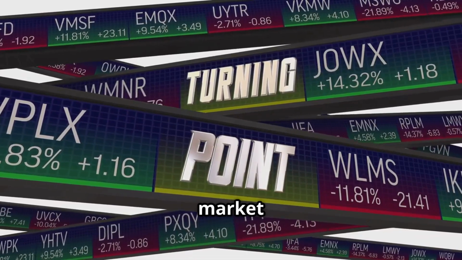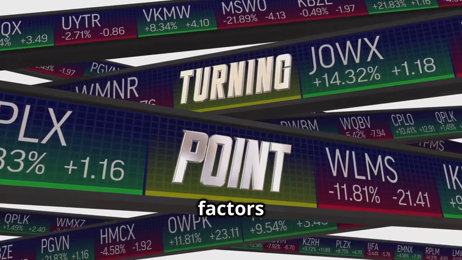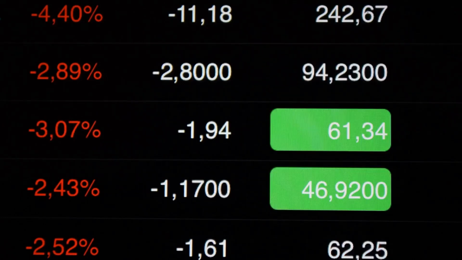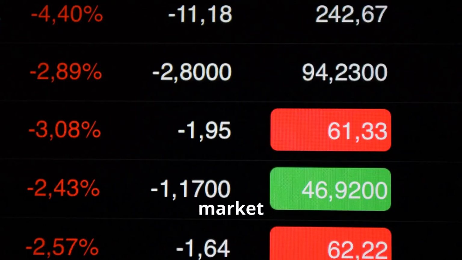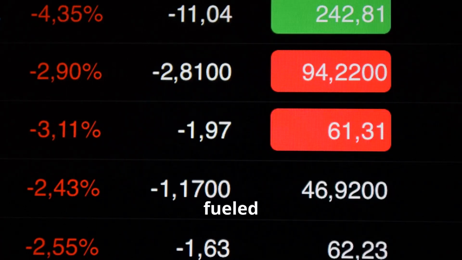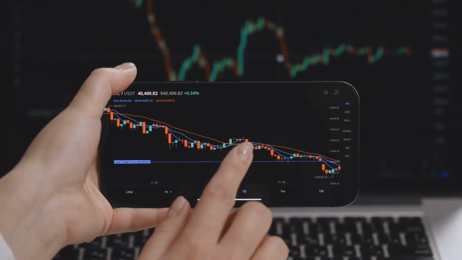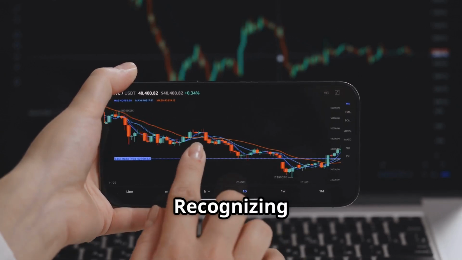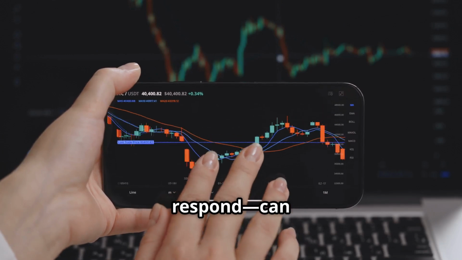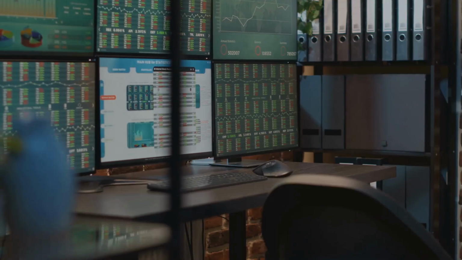To wrap things up, a bull market is all about optimism, rising prices, and growing confidence, all factors that push investors to buy. Whereas a bear market is characterized by pessimism, falling prices, and caution, often fueled by negative economic conditions or market sentiment. Recognizing the driving forces behind these markets and knowing how to respond can help you make smarter, more informed decisions.